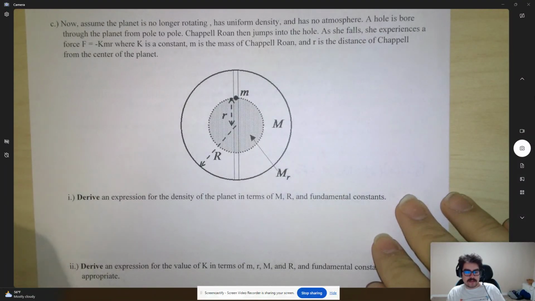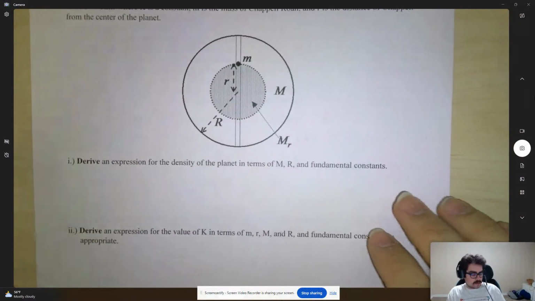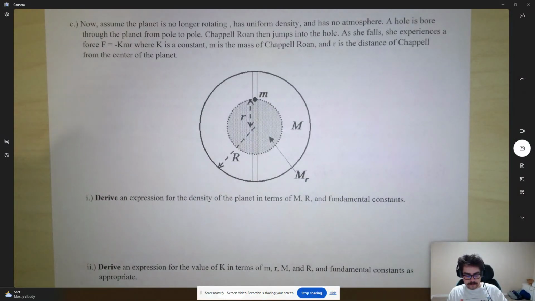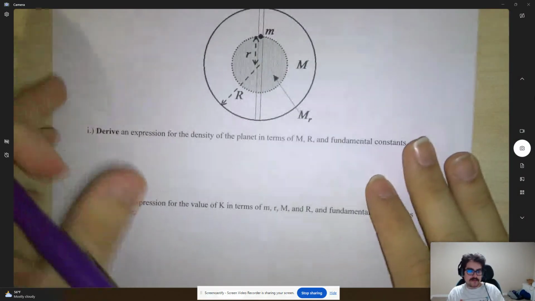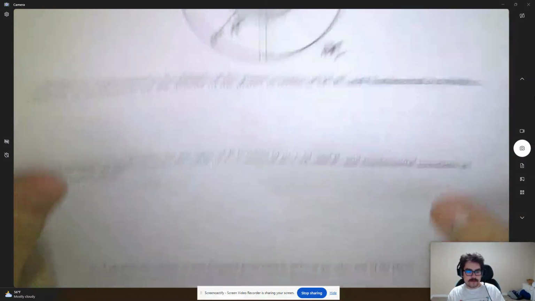So it has a uniform density, okay? So the density is pretty easy to figure out. What color did I use last? Green? Okay, so I'm doing purple next. Oh, I messed up. I just realized 1, 2, and then the last part is also 2.